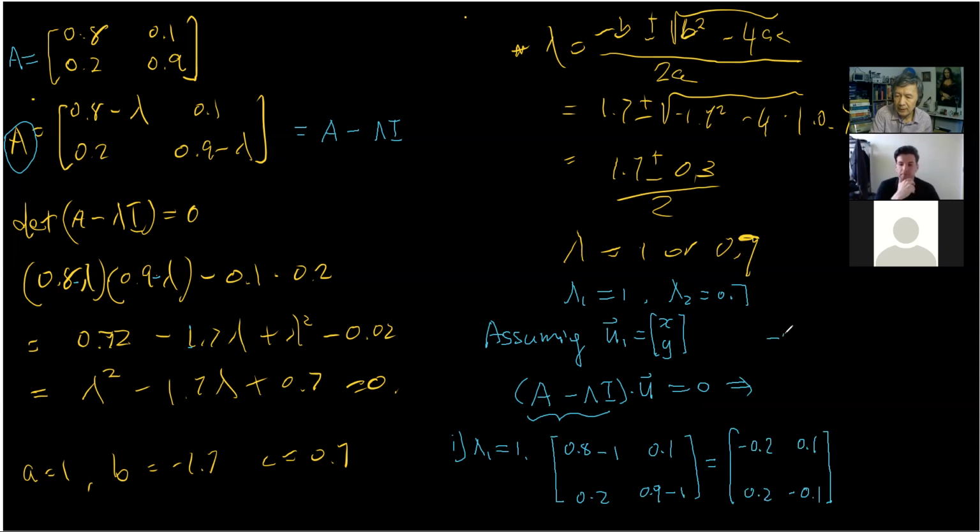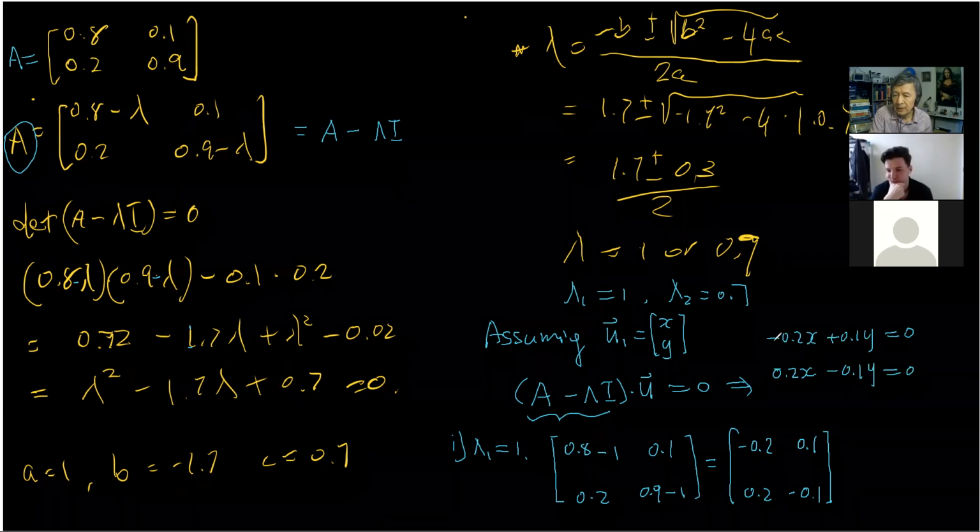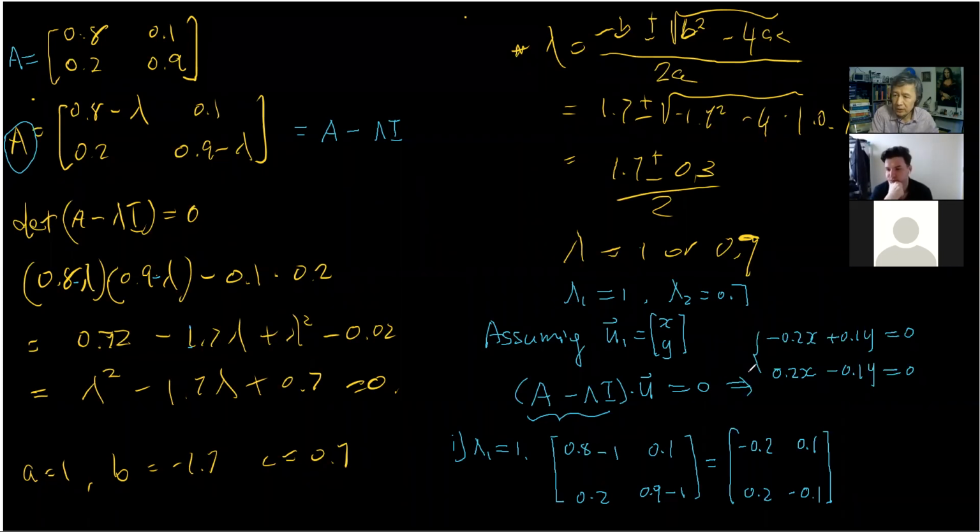We got negative 0.2x plus 0.1y, where x and y are the two components of this first eigenvector, equal to 0. The second equation will be positive 0.2x take away 0.1y equal to 0. So from the matrix form, we got two simultaneous linear equations.